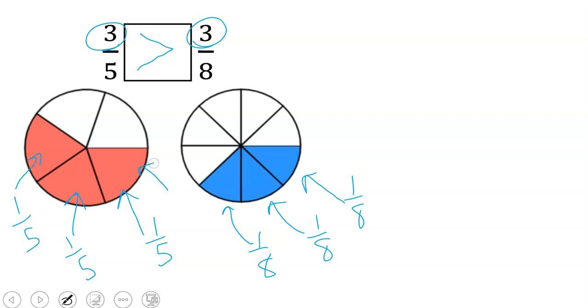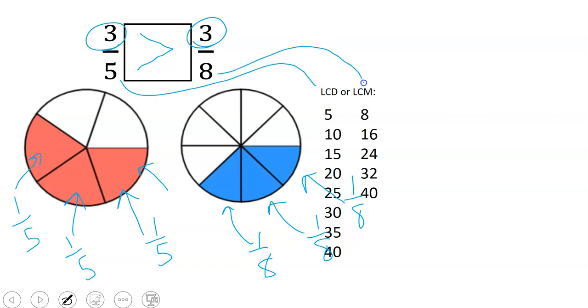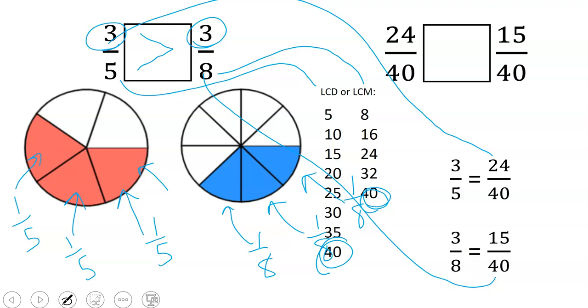When in doubt, though, you can always come up with the least common denominator. So in this case, I'll list my multiples of 5, I'll list my multiples of 8, and then from here figure out that they have a 40 in common. And then I change 3/5 to 24/40. I change 3/8 to 15/40, and then I can compare. And you will see we get the same thing. 24/40 is going to be greater than 15/40.